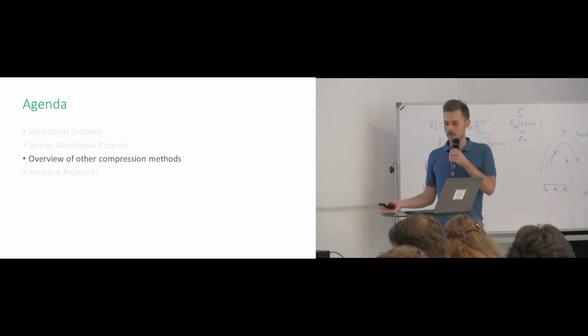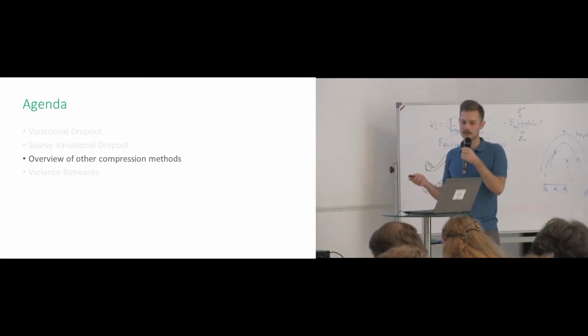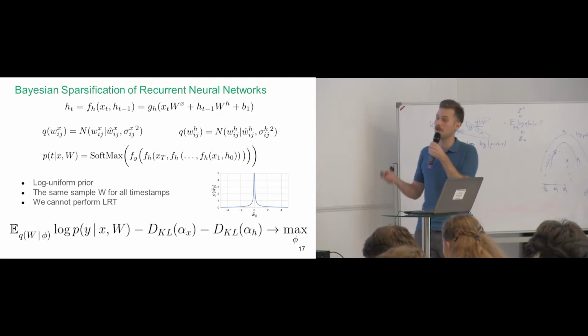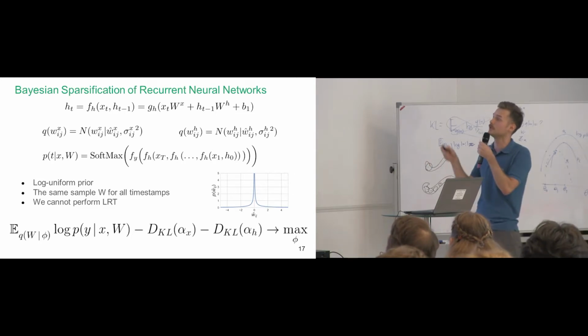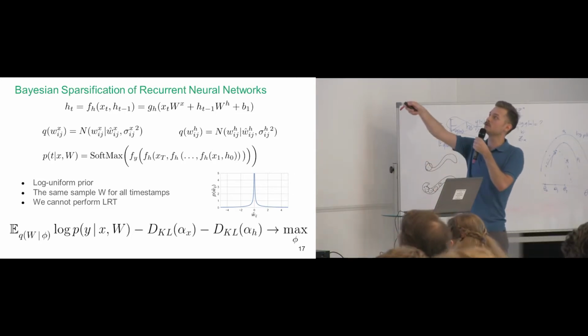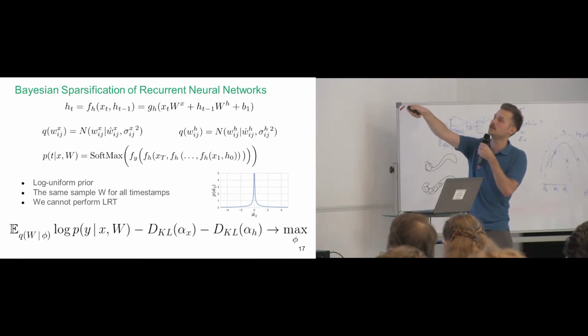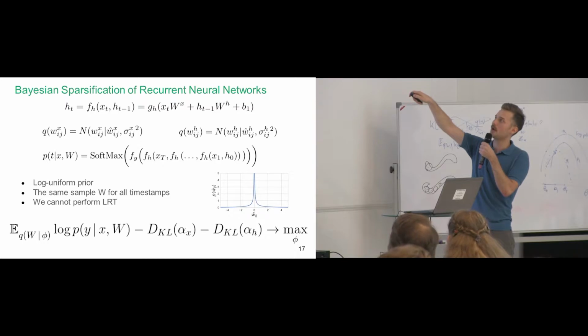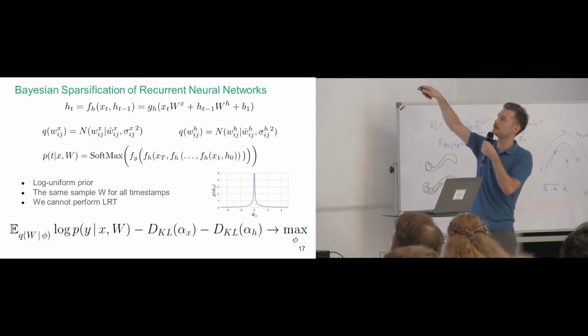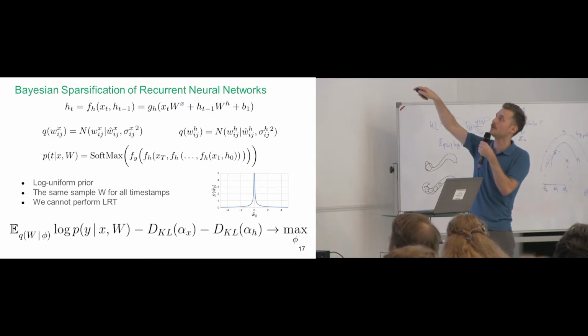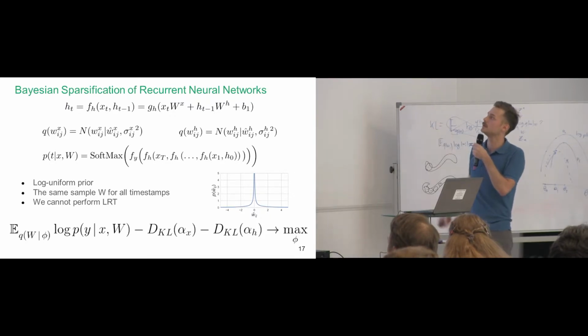So, as we are talking about compression methods, let's take a brief overview of other compression methods. There is a method for Bayesian sparsification of recurrent neural networks. As you know, a recurrent neural network obtains the next hidden state at time step t by this formula. It takes the input at time step t, multiplies it by some weight matrix, then adds the hidden state from the previous step multiplied by some matrix, and also we have some bias, but that doesn't matter.